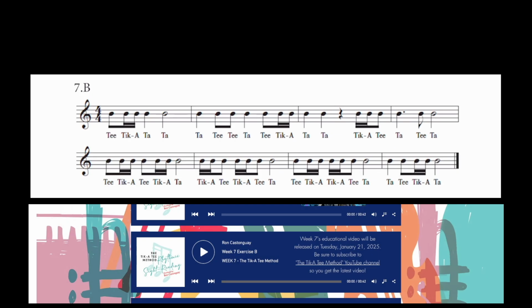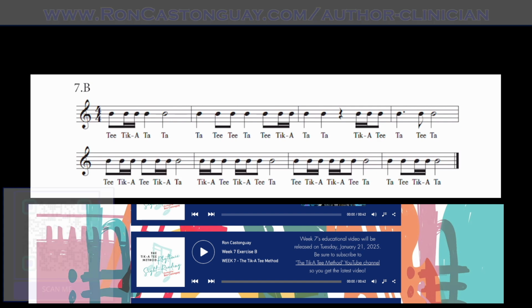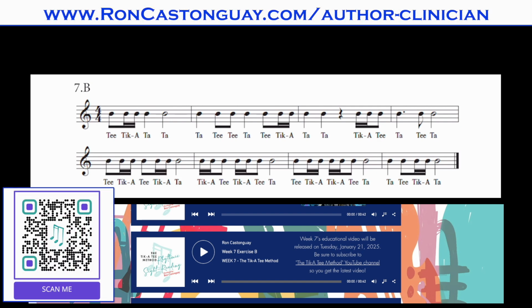Let's go. Okay, here we are at the MP3s. We're going to listen to exercise 7B. Are you going to just listen along? Are you going to sing along and vocalize the rhythms with the MP3? Or are you going to play along on your instrument that isn't the voice? The choice is yours. Here we go with exercise 7B.